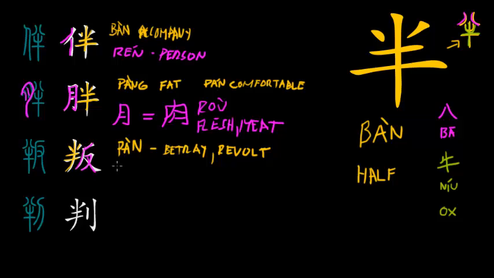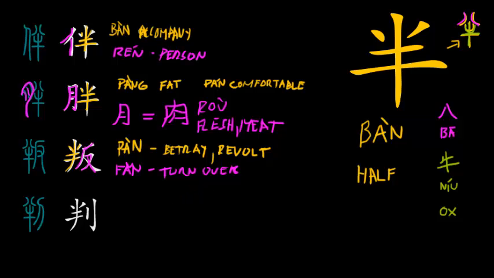which is pronounced fan in the third tone, and it means to sort of to turn over, to flip. So to revolt, to betray, to turn over your beliefs, or to turn over the side that you support. And you can find it in words like pantu, which is a traitor. Bei pan is to betray, and fan pan is to revolt, to rebel, as a verb.